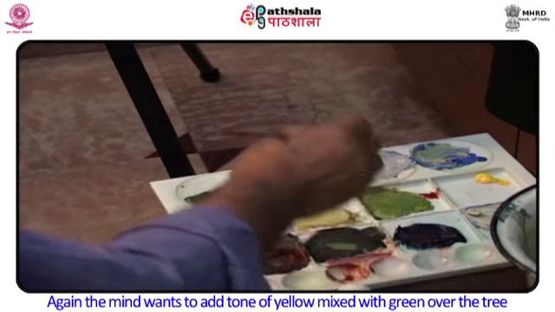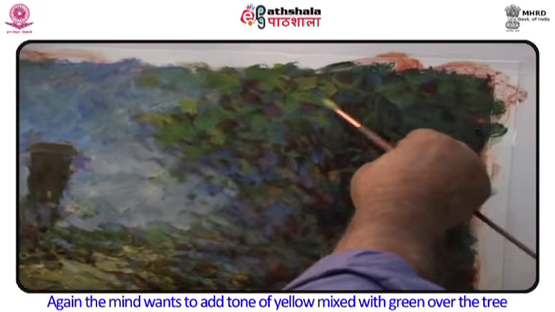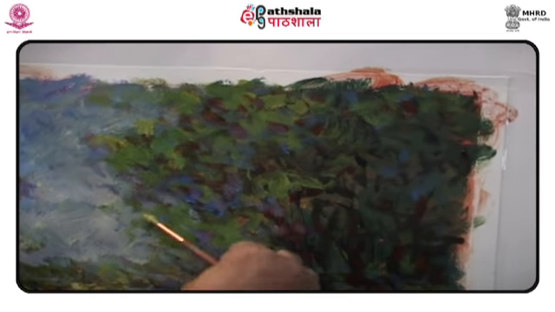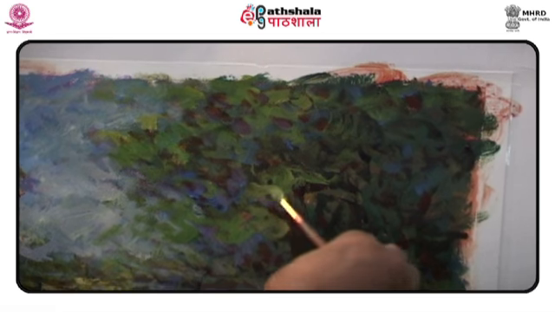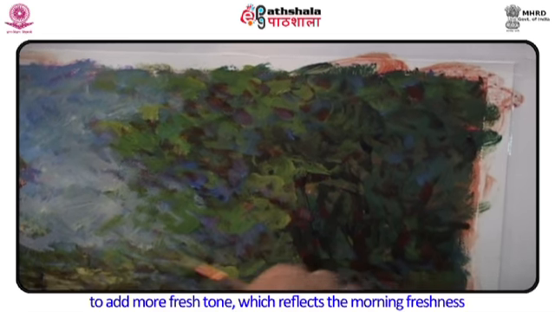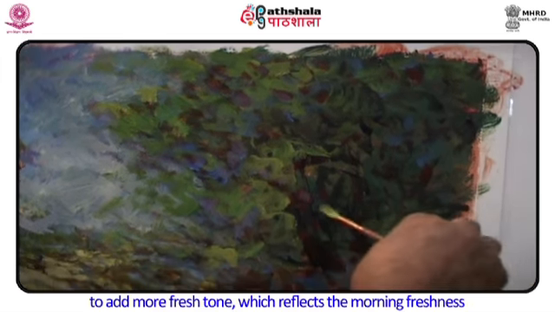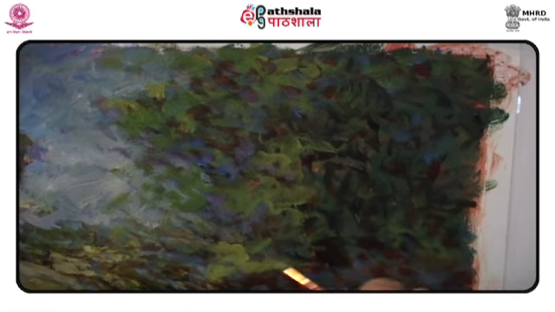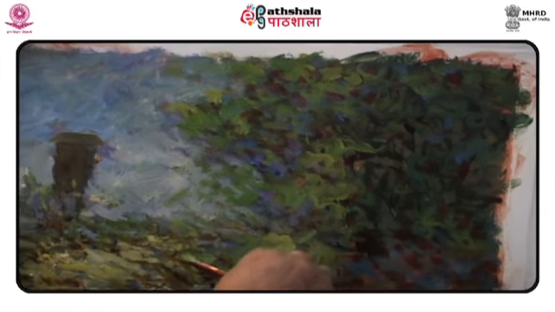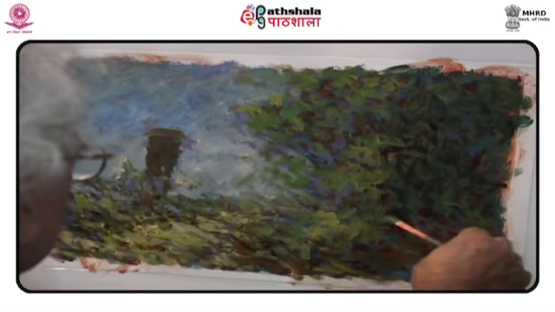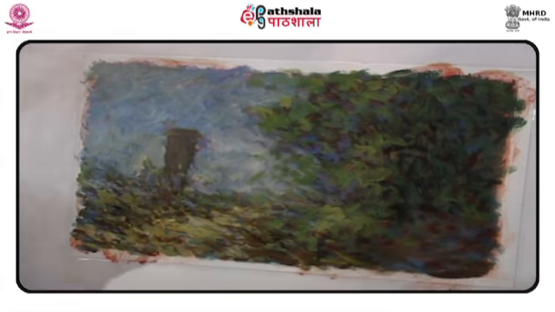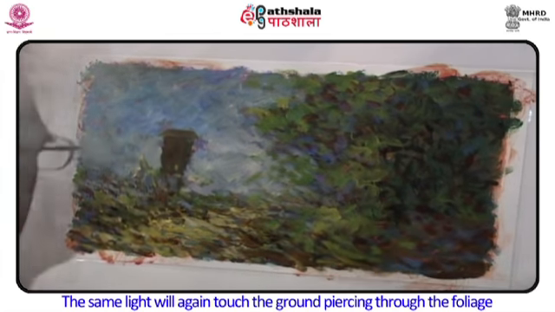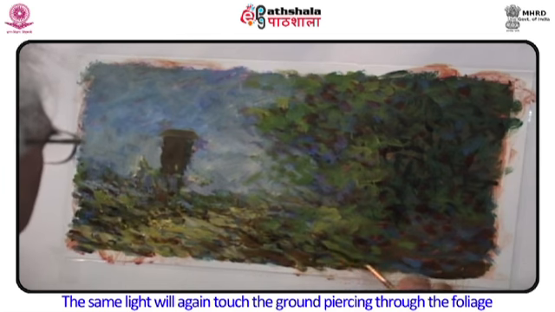Again the mind wants to add a tone of yellow mixed with green over the tree, to add more fresh tone which reflects the morning freshness. The same light will again touch the ground, piercing through the foliage.